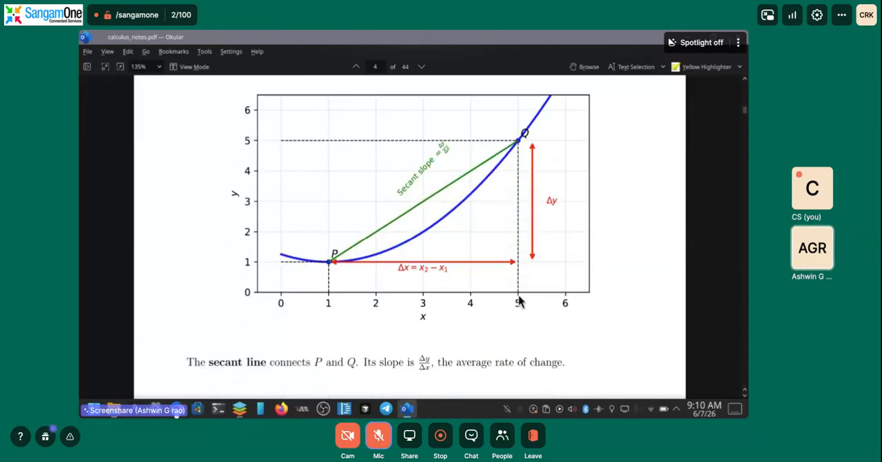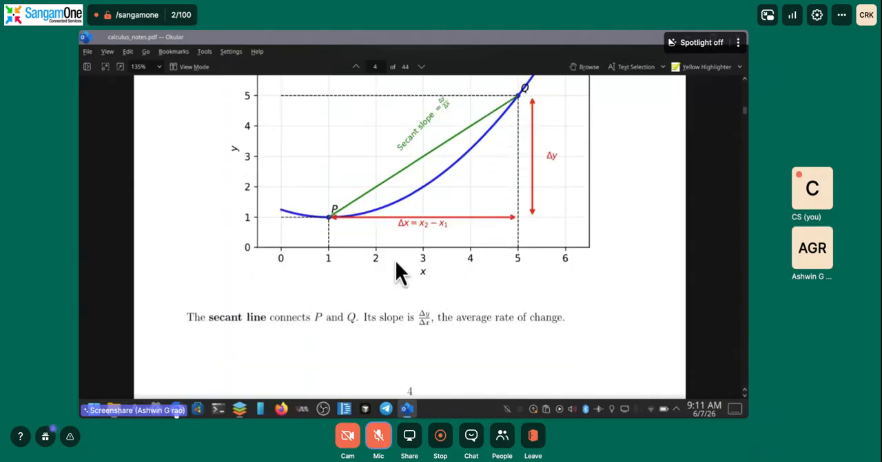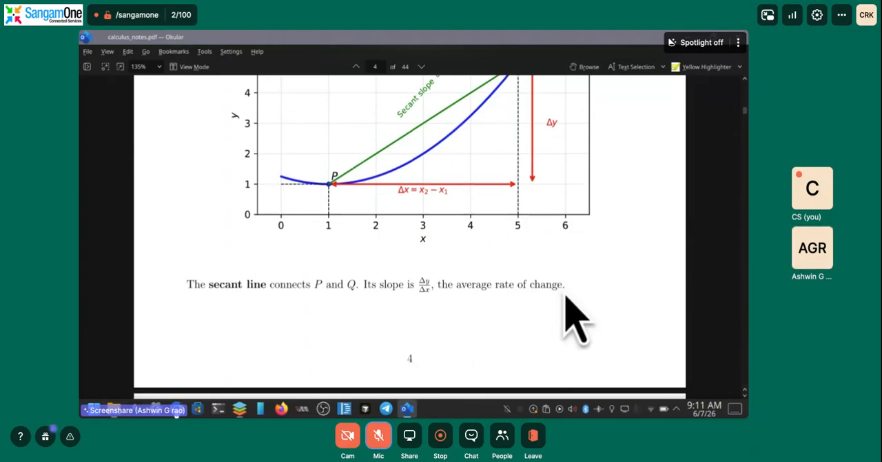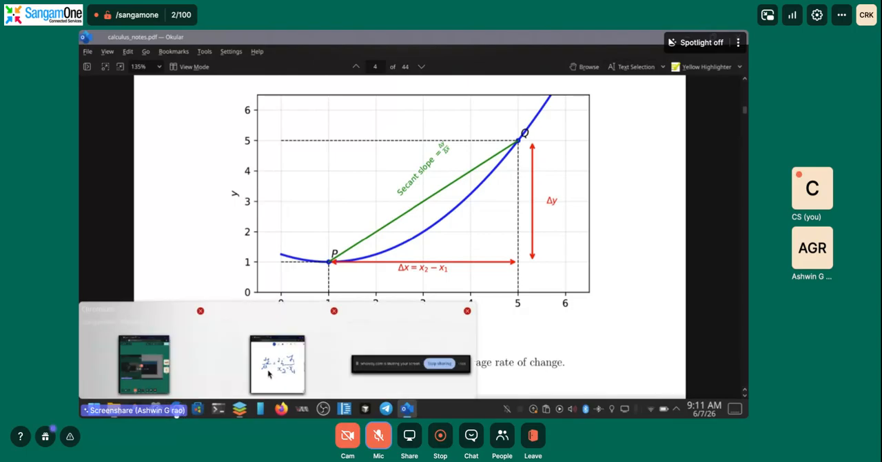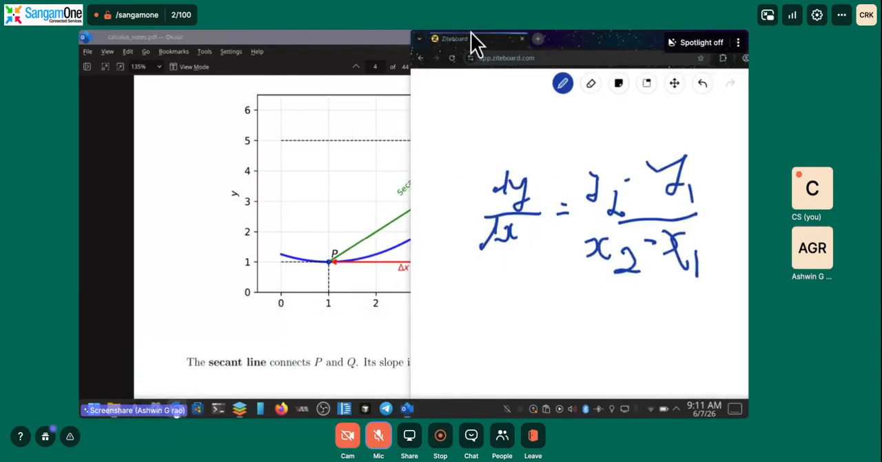As you can see here, this is the change in value, this is the line, and the secant slope is delta y by delta x. This is the derivative you have to find. Basically, throughout calculus, in differentiation, you will find delta y divided by delta x. It is nothing but dy by dx.